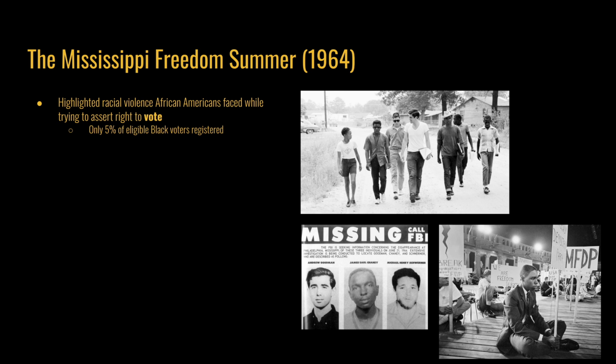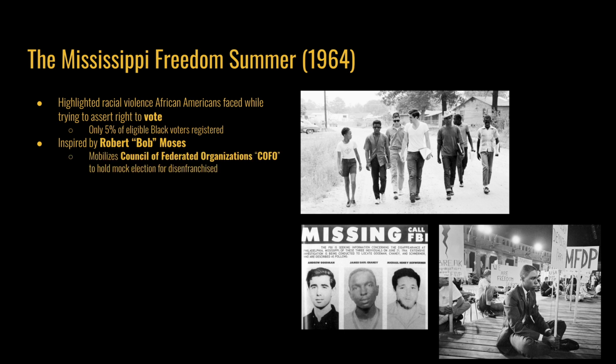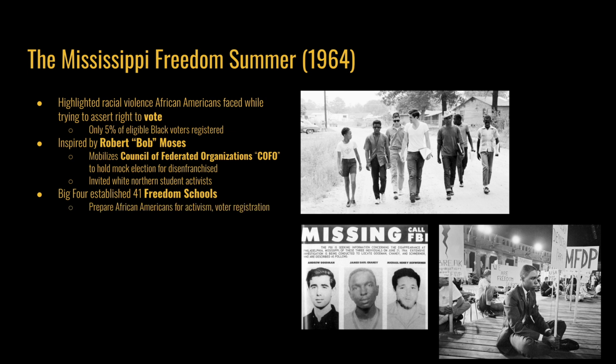The Freedom Summer campaign was spearheaded by Robert Bob Moses, who mobilized the Council of Federated Organizations, or COFO, to address this widespread disenfranchisement. The event that kicked off the campaign was a mock election for disenfranchised black voters, which drew the participation of 83,000 people. Inspired by the success, Moses established 41 freedom schools across the state. These schools not only prepared African Americans to pass voter registration tests, but also celebrated black history and fostered activism. To bring national attention to the cause, Moses invited white Northern student activists to join the campaign.